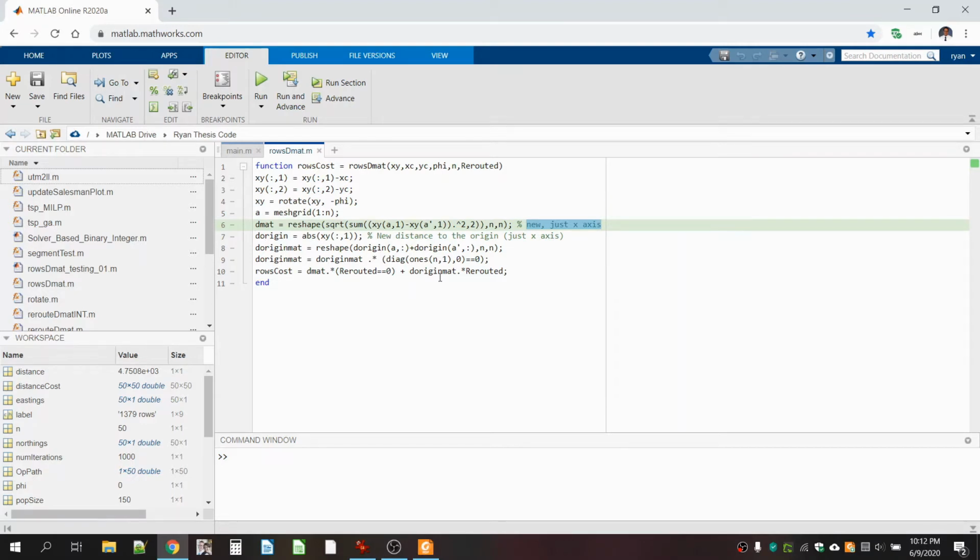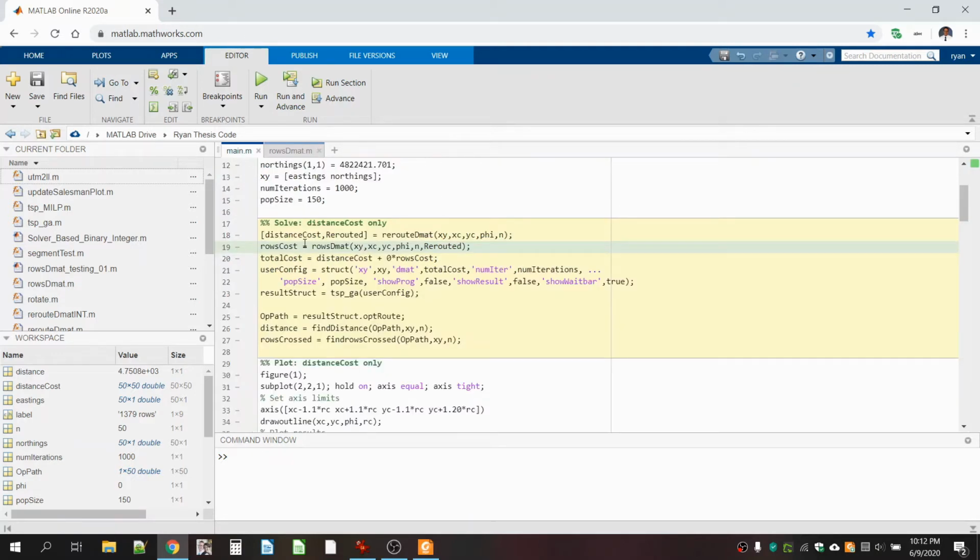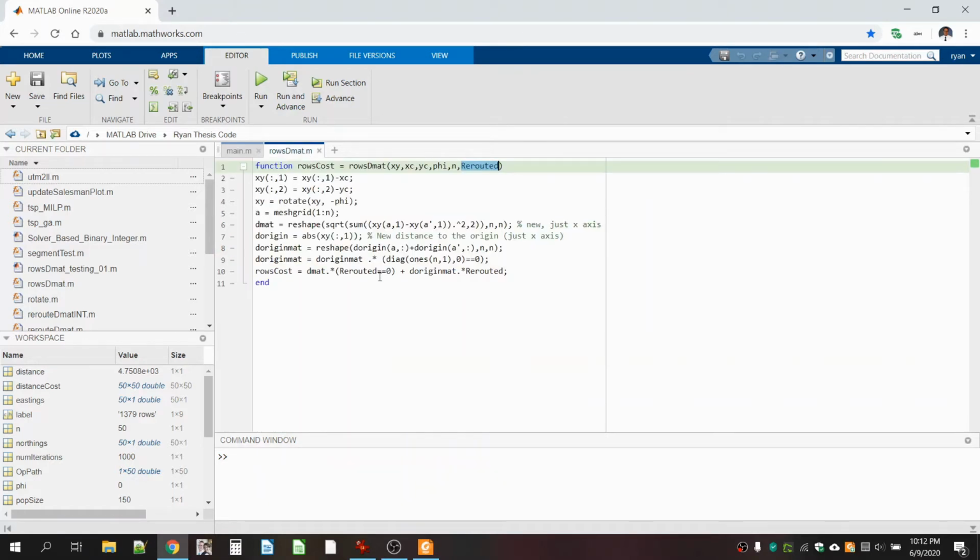One thing to note, why this function is so much shorter, is I'm passing that rerouted matrix, which is just ones and zeros. There's a 1 every time there's a pair of plants that needs to be rerouted because of the irrigation line. So you have to have already used reroute DMAT in order to use rows DMAT. So I'm using that here.